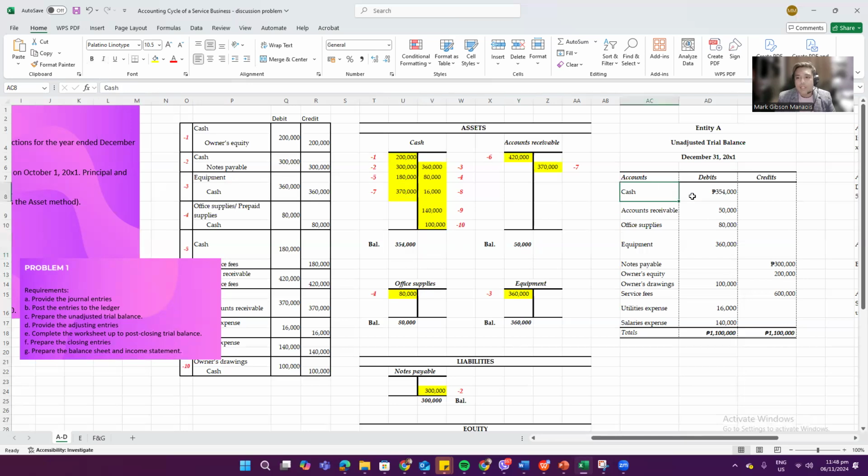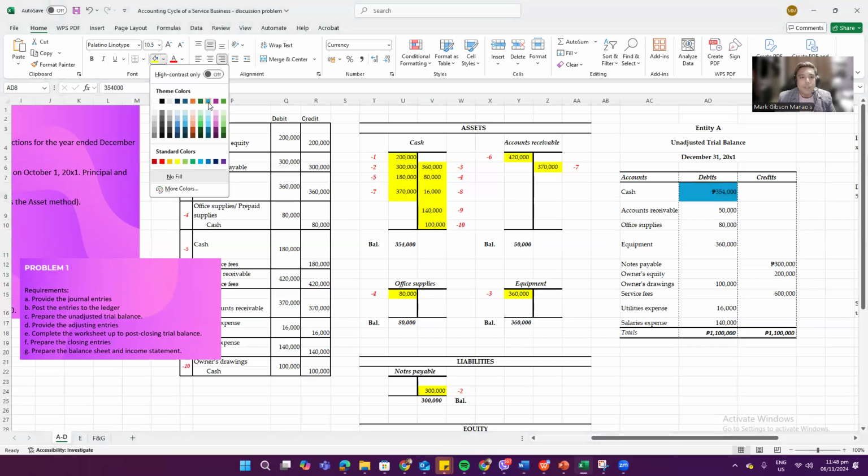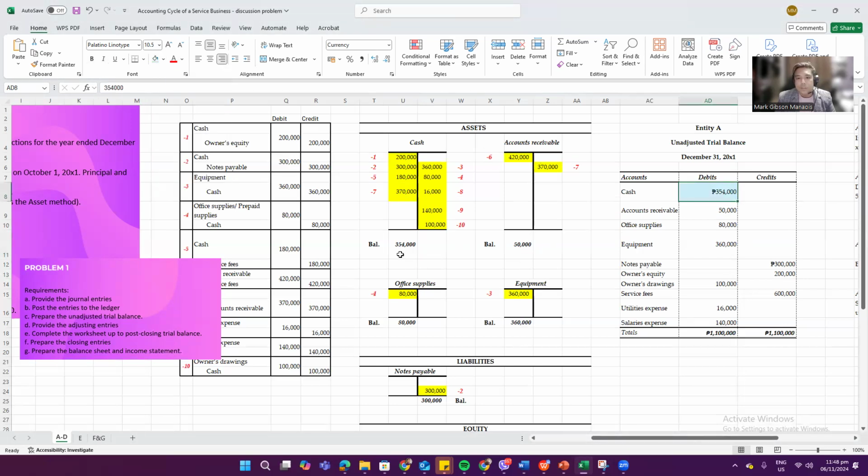So we have cash, 354,000. So color code na lang natin. Ito namang kulay na to. So dito natin nakuha yan. Next, accounts receivable of 50,000. So kung saan siyang side. In this case kasi mas malaki yung debit natin. So 420 less 370. So remaining balance is 50,000 debit. Office supplies. So we have 80,000.